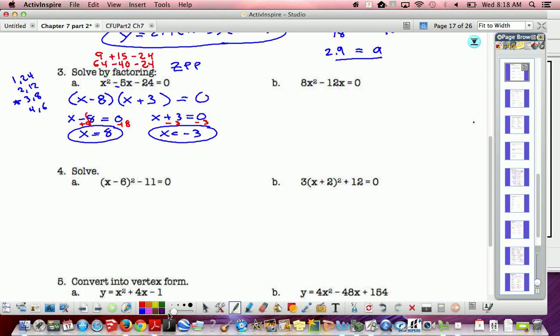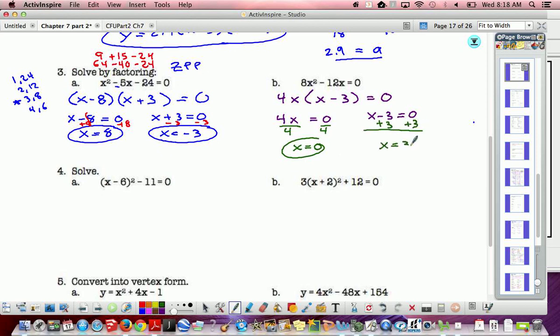All right, moving along to number 2. Here we only have 2 terms. They have something in common: they share a 4 and they share an x. When I pull both of those out, I'm just left with x minus 3. So now I can set each of those factors equal to 0. 4x equals 0, x minus 3 equals 0. So now divide by 4, x still stays 0. And then when I add 3, x becomes 3.